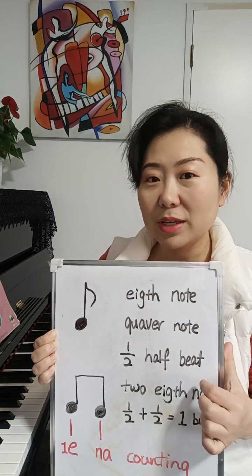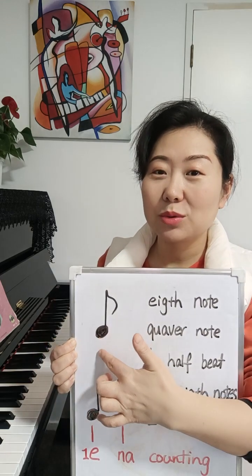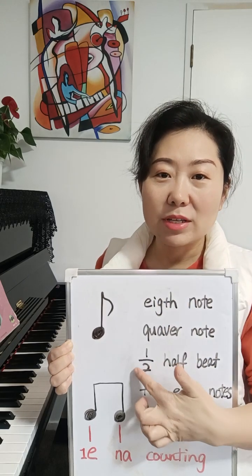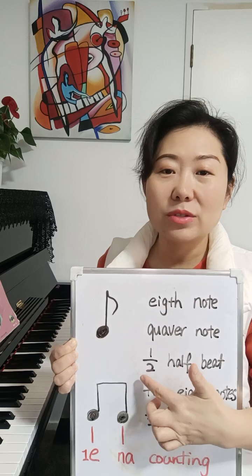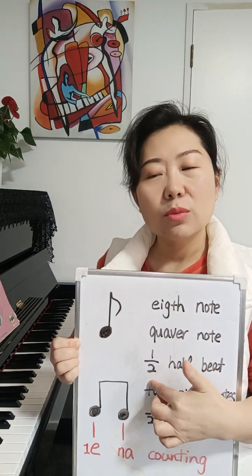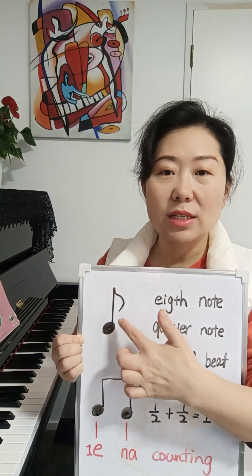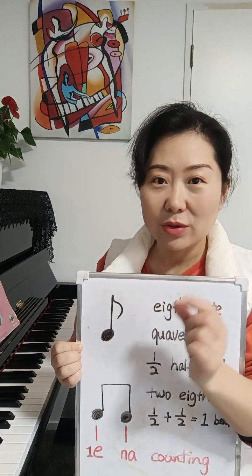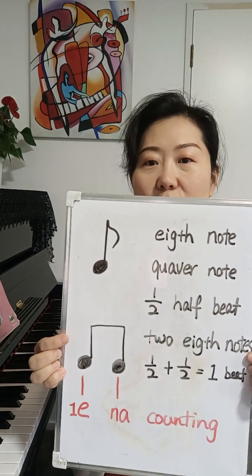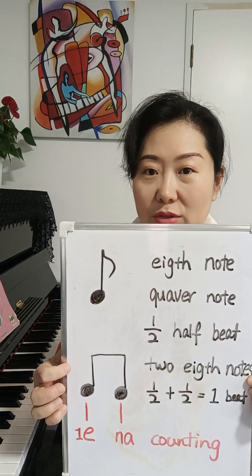So half beat is shorter than the quarter note. Before, the quarter note was counting one beat, now it's half. The eighth note, quaver note, plays half beat. We don't quite often see the single eighth note form because it's a very short note. We more often see two eighth notes.